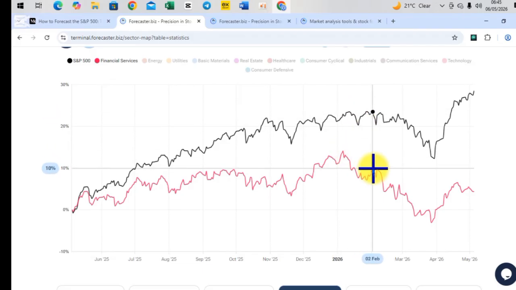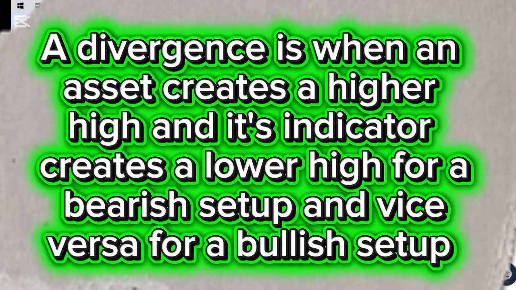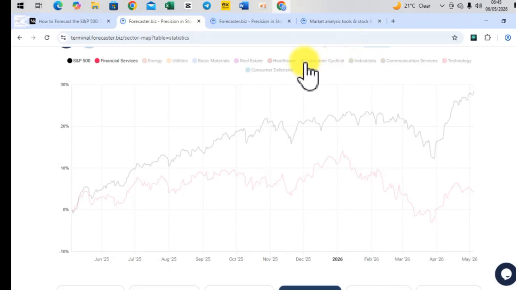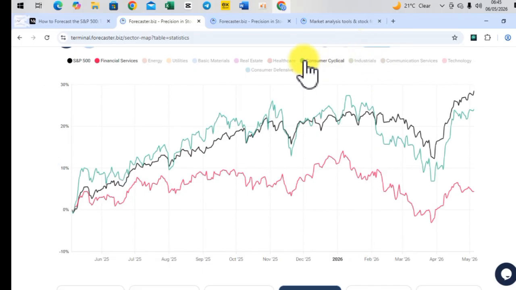So that's what we are calling a divergence. A divergence is when one asset creates a higher high and its indicator creates a lower high, for a sell. But in this case, you are not going to be using an indicator, but the indicator itself is one of the key sectors I told you. It's just a matter of picking one of these two sectors I've mentioned, which is the financial services, or you pick the consumer cyclical.